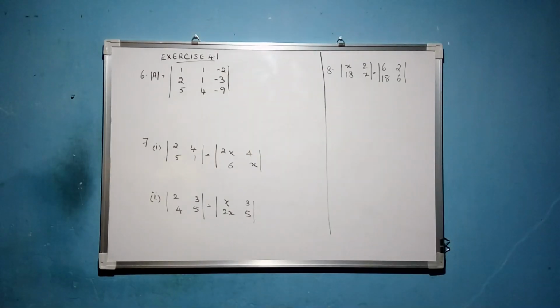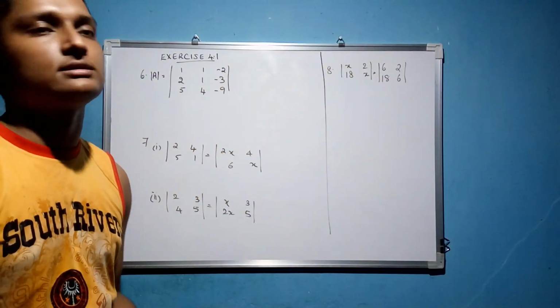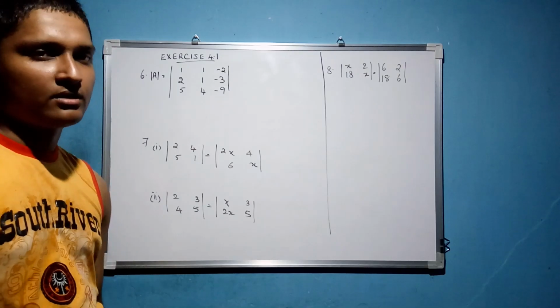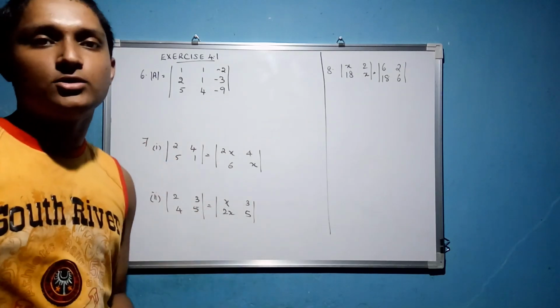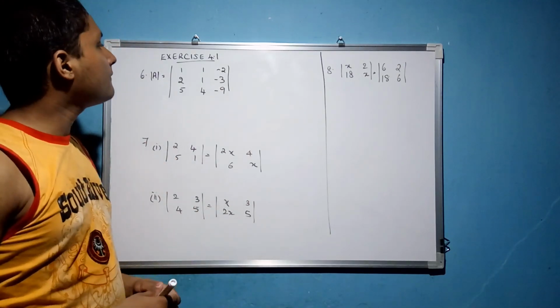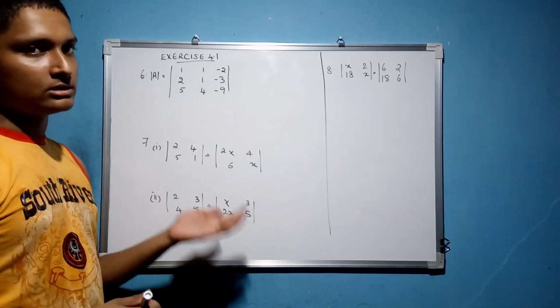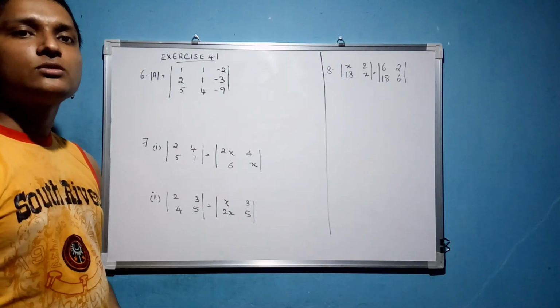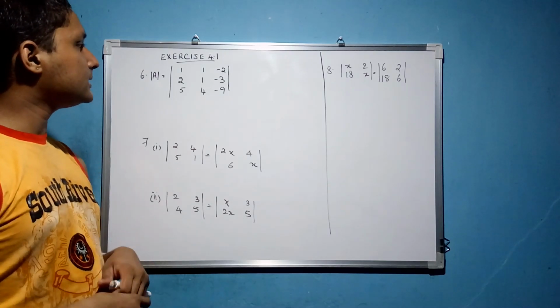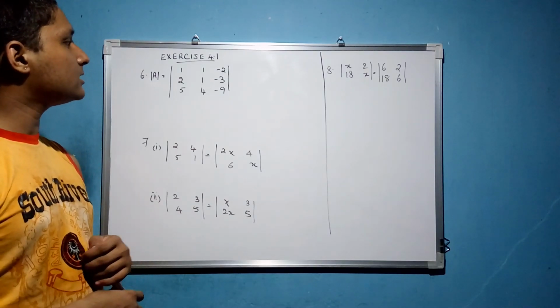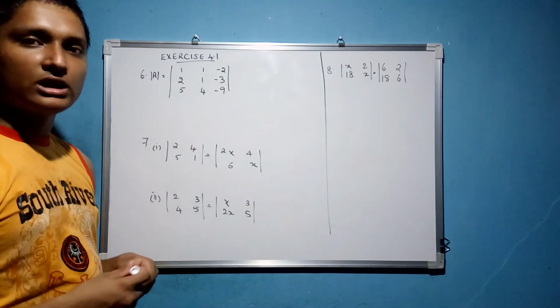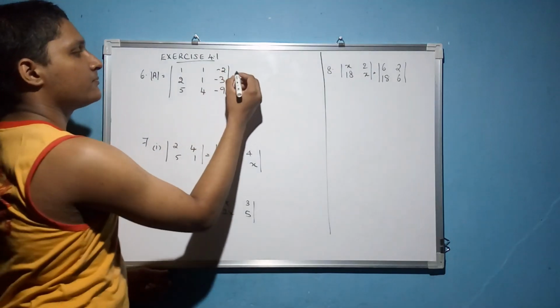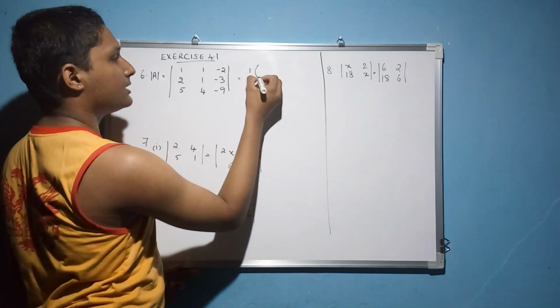Then we have the sixth question. You are asked to find the determinant. Now we have this. It's a 3 by 3 matrix, so I can take any row. For the simpler one, I'll take the first row only. Yes, first row. So I need to start with 1.